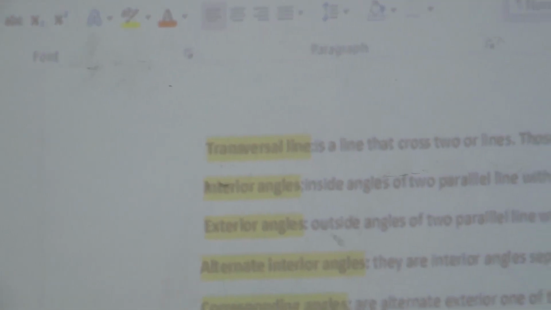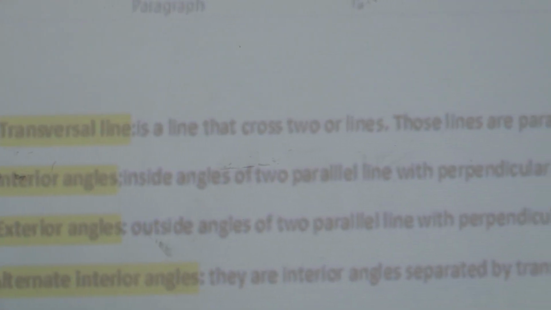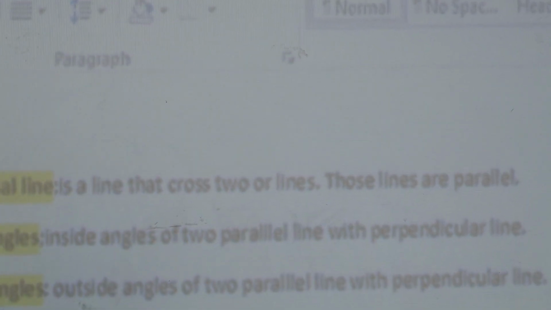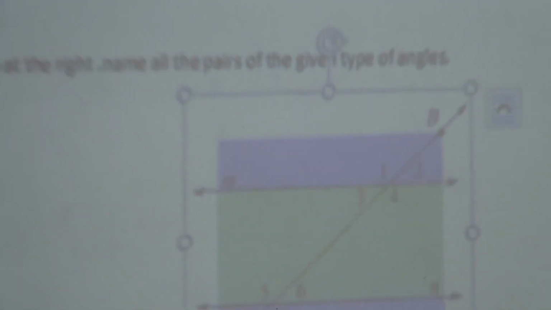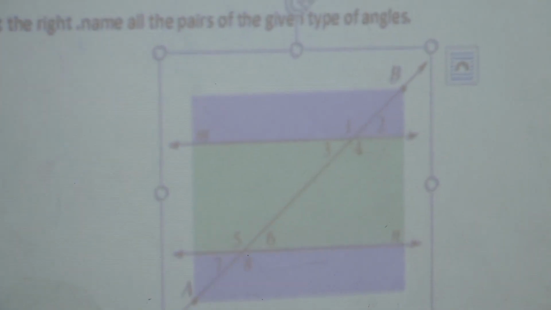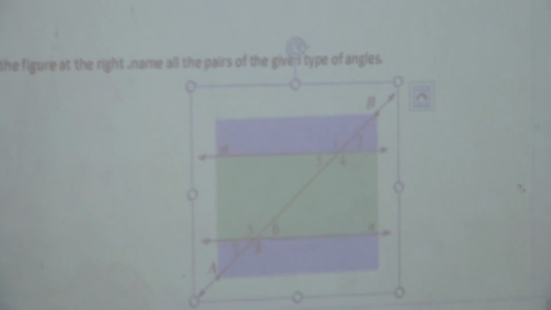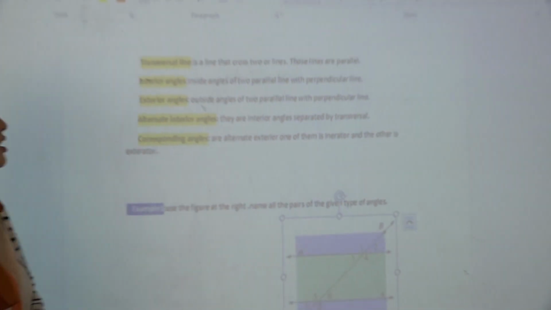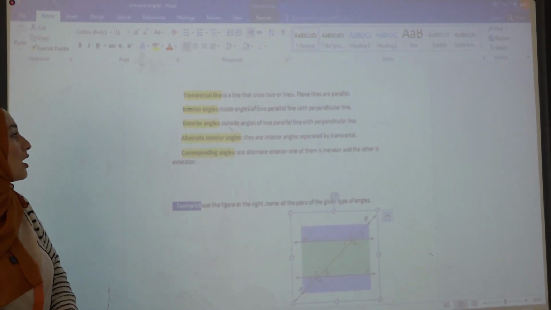Now we have another type of line, the transversal line. What is a transversal line? It is a line that crosses two or more other lines, often two parallel lines. Look at this picture. We have line AB. It intersects which lines? Line M and line N. So line AB is a transversal line. It intersects those two parallel lines.